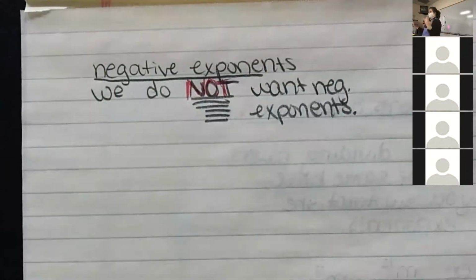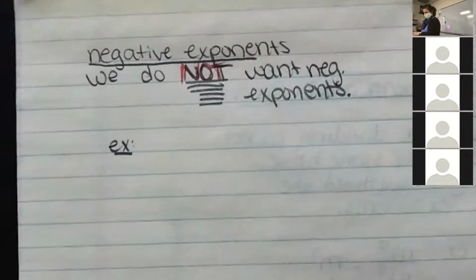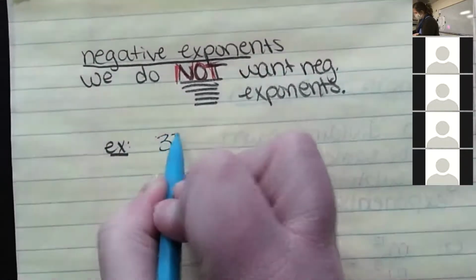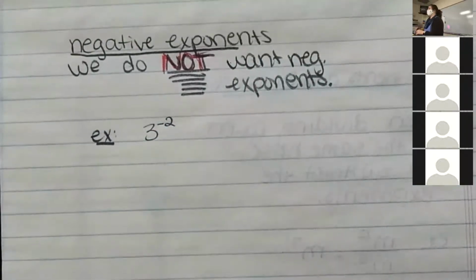Okay, I'm going to teach you how to change them. We're going to go straight to examples. Okay, we have 3 to the -2. Red flag. I don't want a negative exponent. So this 3 is very unhappy upstairs.